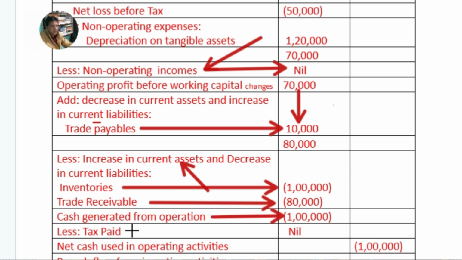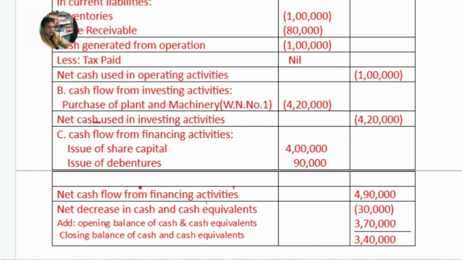And less tax paid, information is not available in the question, so nil. So the balance left is negative. And when the balance is negative, we write net cash used in operating activities. For positive balance we write net cash flow from operating activity.